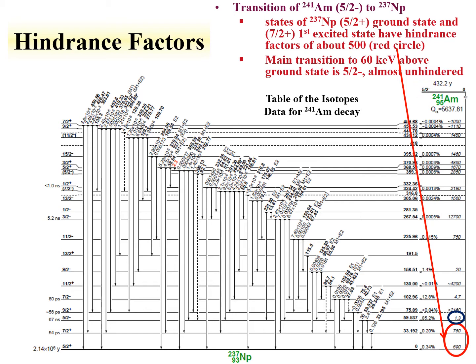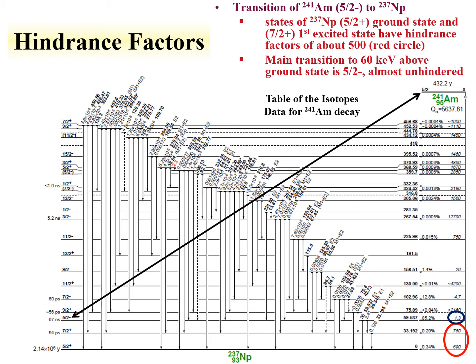And if we see that there's a 5/2 minus state right here, the main transitions go from that 5/2 minus state in the parent to the 5/2 minus state in the daughter. And these are practically unhindered transitions. We see the hindrance factor is just barely over 1. And the reason for that has to do with the similarities between the spin and parity states of the parent and the daughter. The spin's the same, the parity is the same, so there's no hindrance.